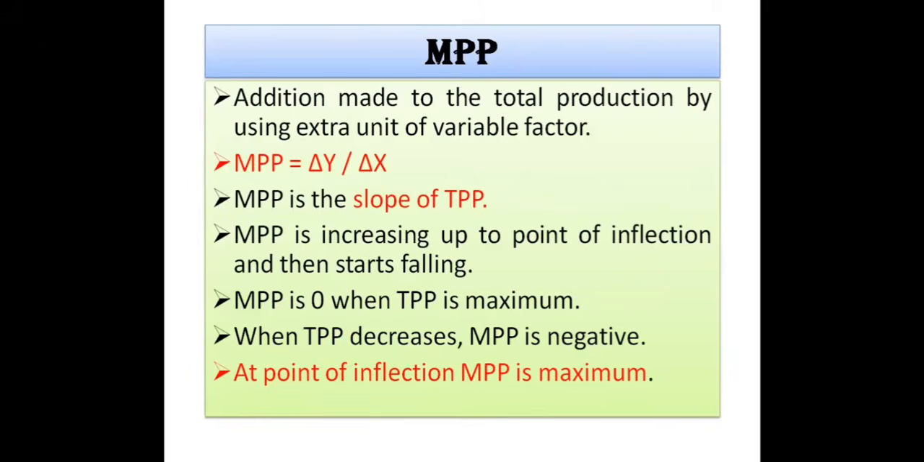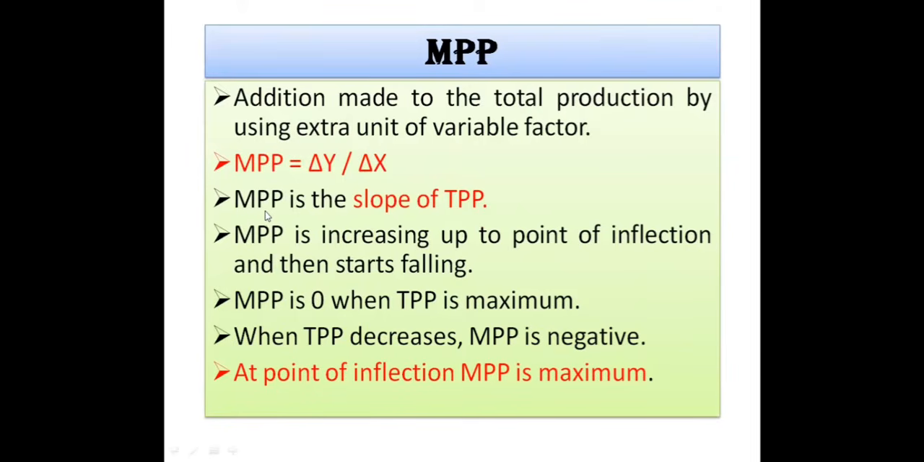Next, we will see MPP, that is marginal physical product. See, the addition made to the total production by using extra unit of variable factor. When you go on increasing your variable factor, you go on adding the variable factor, the addition you made to the total production, you have added to the total product. That change, that addition is called MPP. How can you find MPP? As we have done in marginal cost, change in the total output divided by change in total input. From that formula, we can get MPP.